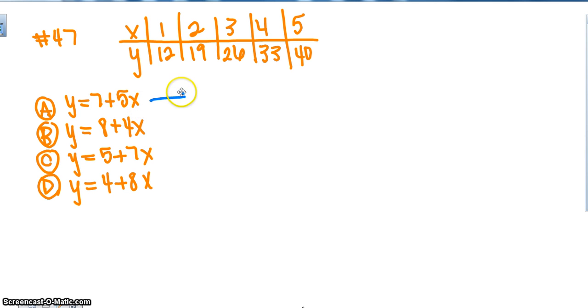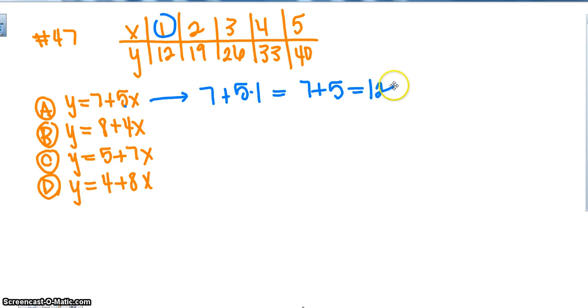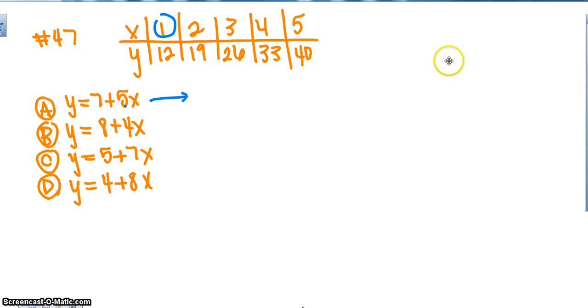So like if we try this first function rule, it's saying you're supposed to take your x value, times it by 5, and add 7. And that you should get 12. And we do. Okay, so let's check it with some more because it has to work with all of the possible values in the table.